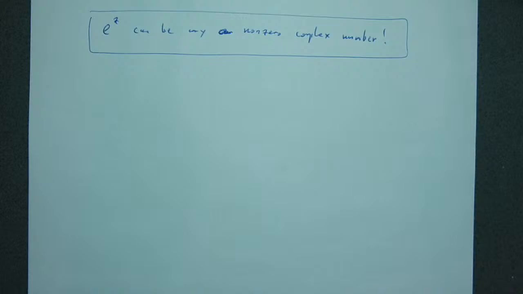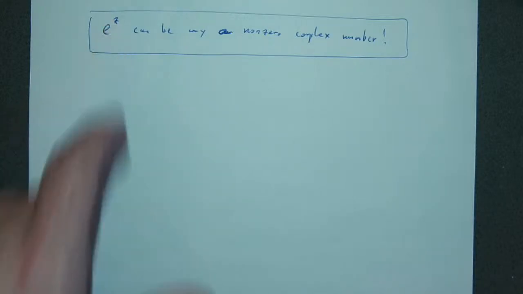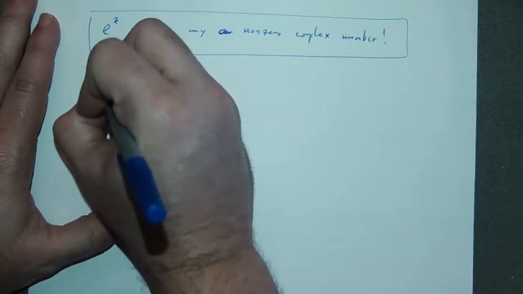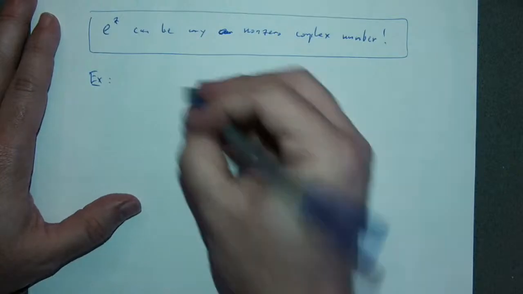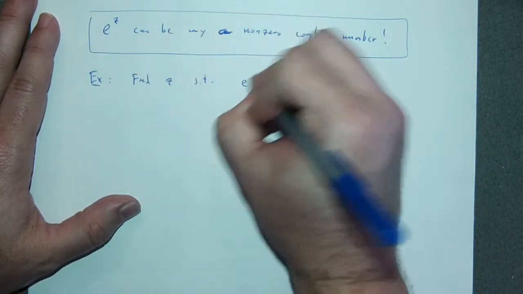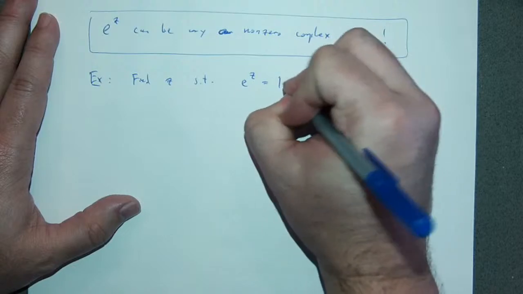So, in order to actually find what z makes e to the z equal to some given complex number, this involves finding the inverse of this function, which, of course, you already know involves a logarithm, so that's going to be the very next function I talk about. Before I do that, though, I thought I'd give one example of this case. So here, find z such that e to the z is equal to, say, 1 plus i.